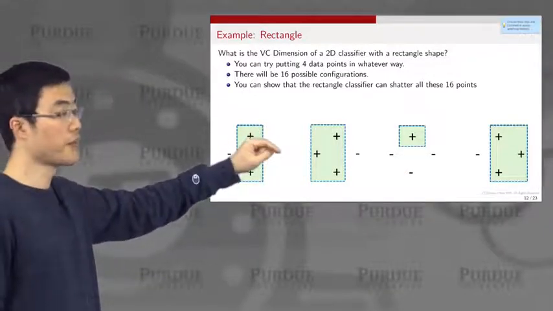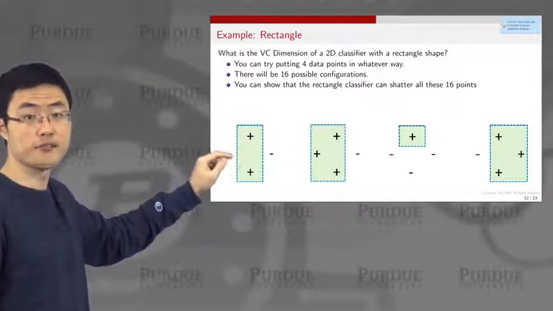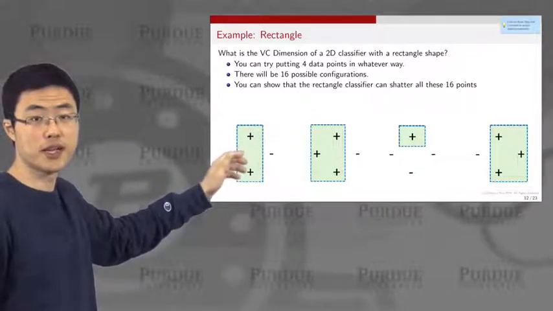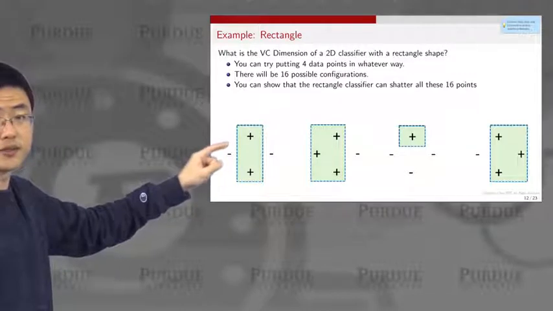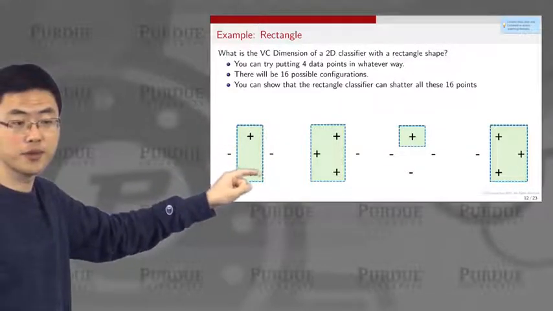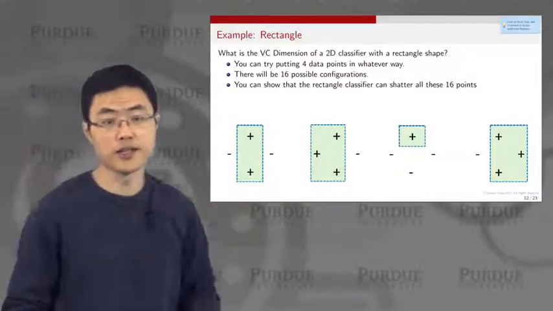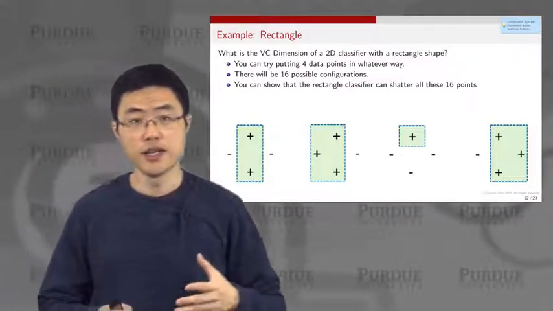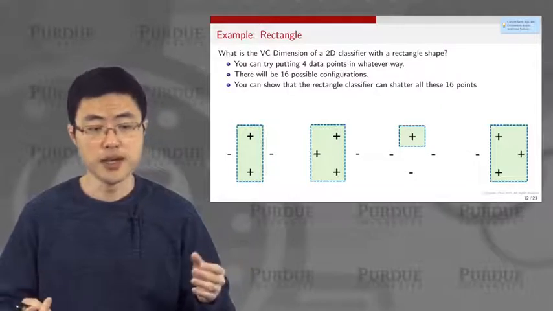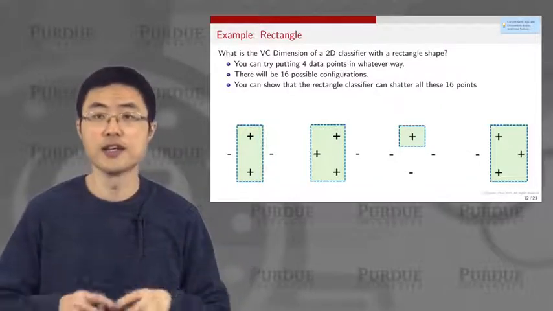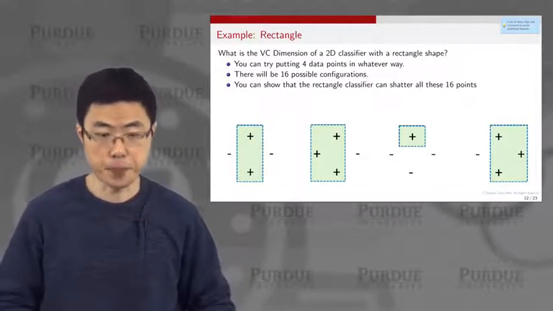Now, a rectangular classifier is more useful than the linear classifier if you think about this example. You have the plus at the top and at the bottom, and then you have the minus at the 2 sides. If you only use a linear classifier, you are not able to classify them. But since you're using a rectangular classifier, then yes, we can classify them.